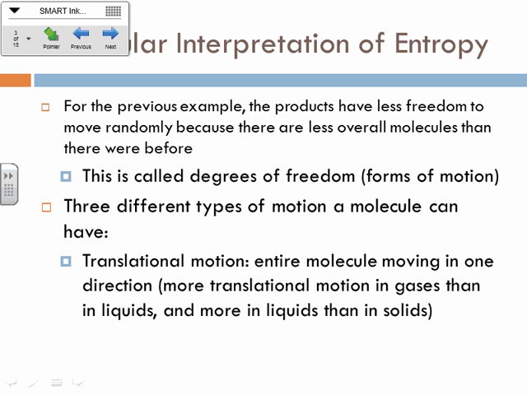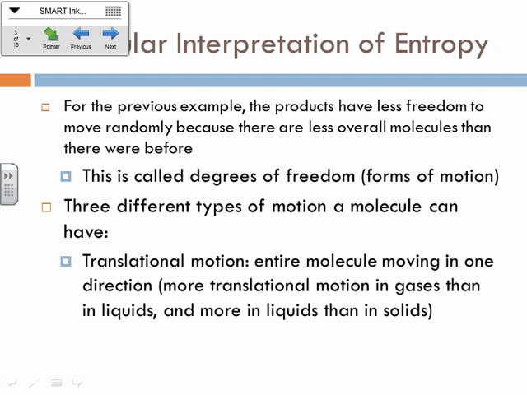Okay, this kind of says what I just explained. Less freedom to move randomly because there are less overall molecules. And we call this degrees of freedom, okay? I don't know that we need to talk a lot about that. I've never seen degrees of freedom on that AP exam, but just a little background information there in case you like chaos.